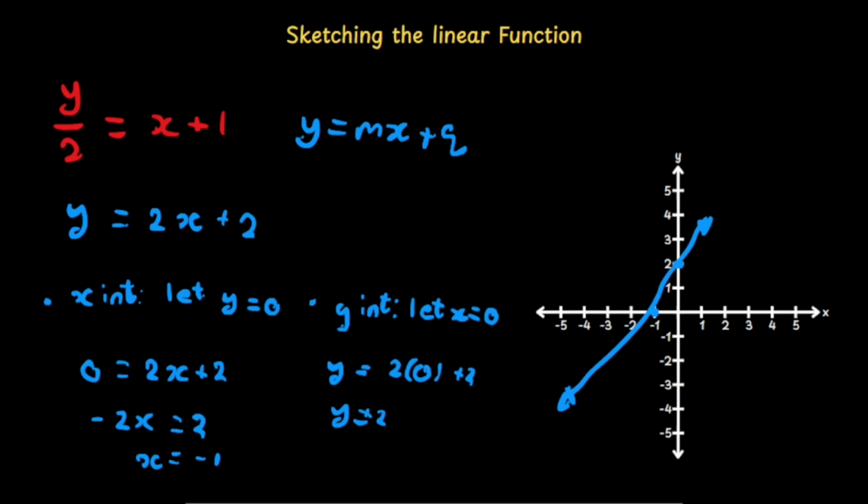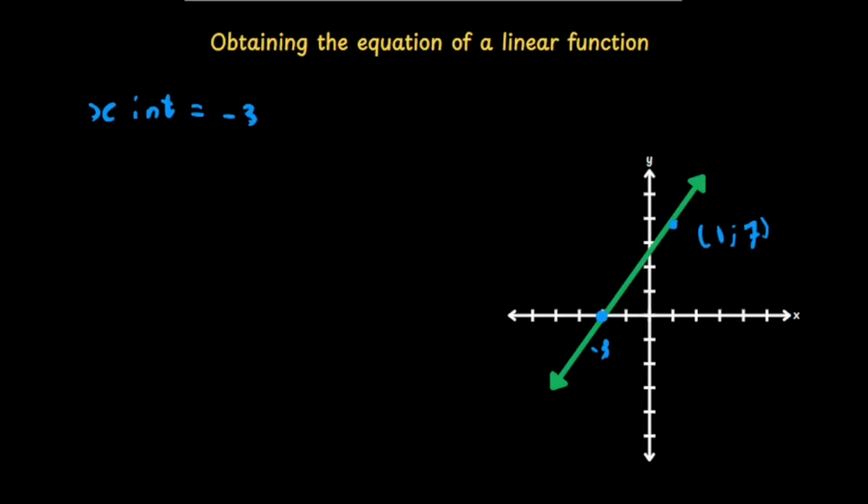Now, it's time to move on to the next part of this video, which would be obtaining the equation of a linear function when we are given the graph. All right. Okay, guys. So now we have been given a linear function on a Cartesian plane with only 2 points that we know, right? And we are asked to go ahead and find the equation of this function. The 2 points that have been given to us are the x-intercept at -3 and another point somewhere on this function that has an x value of 1 and a corresponding y value of 7, right?